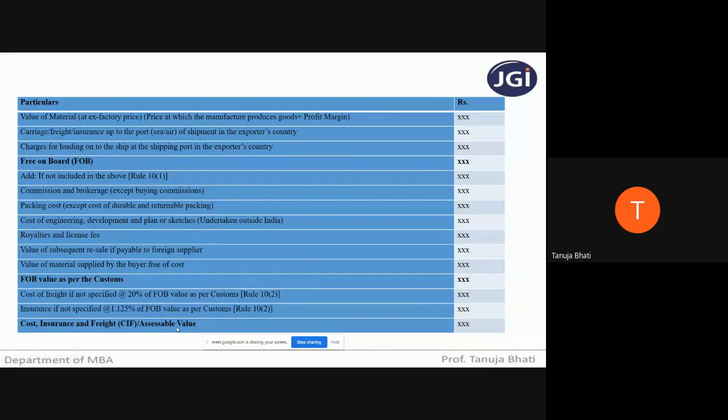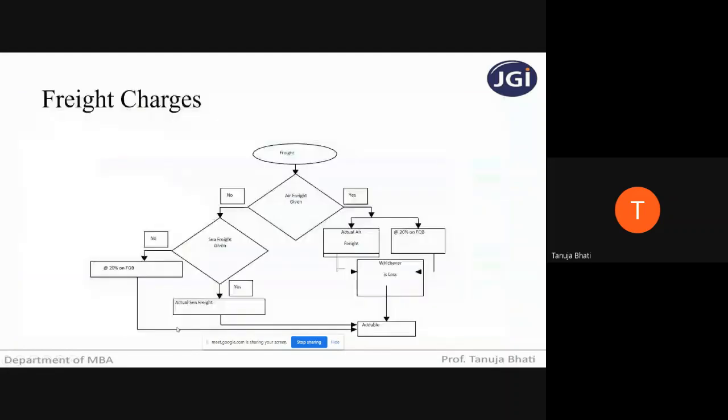Next, the freight charge is very important. First, if it is air freight, this is just a revision, we have already covered it earlier. If the goods are traveling by air, then you have to compare two things: the actual air freight or 20% of FOB, whichever is less, and that has to be added to FOB in order to get CIF.